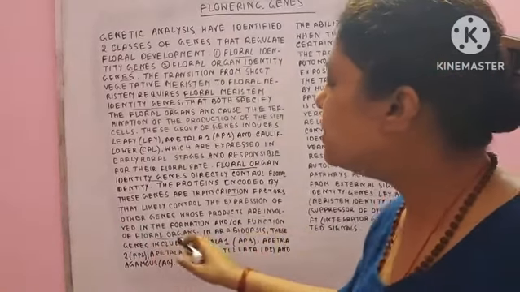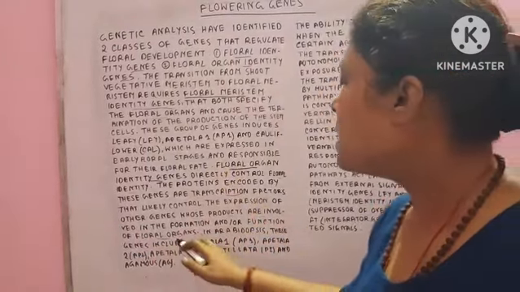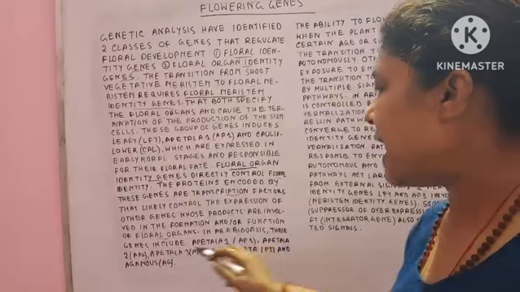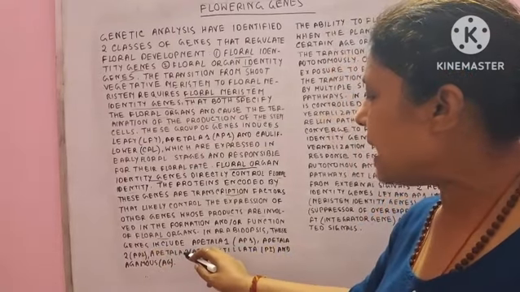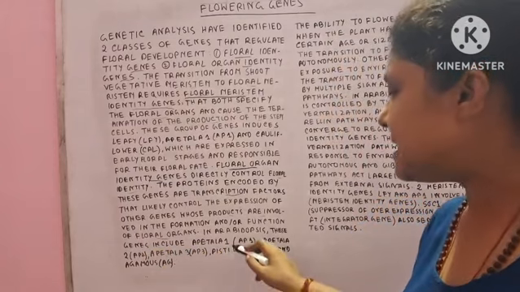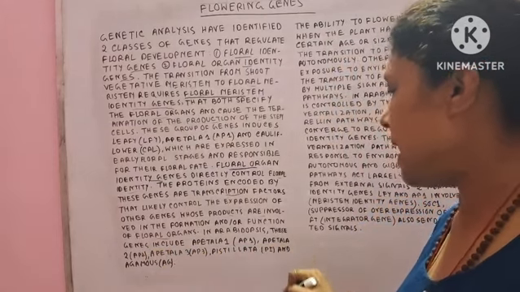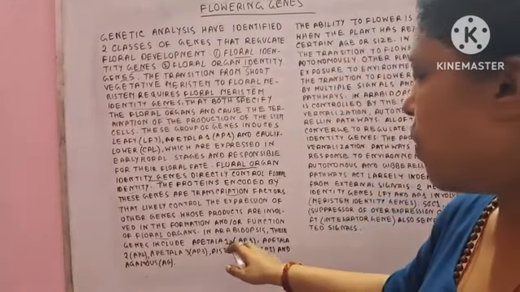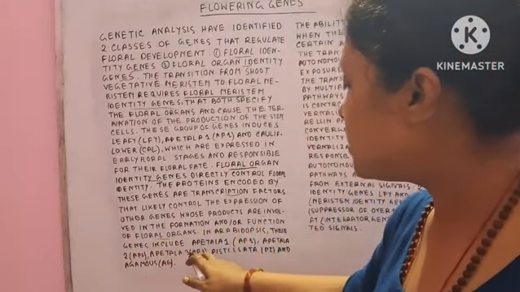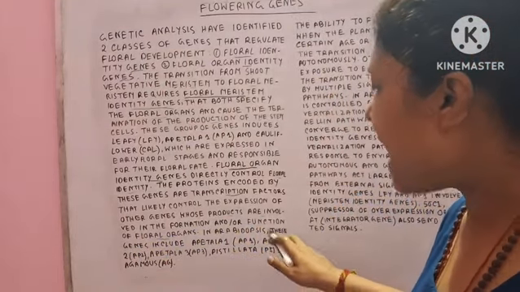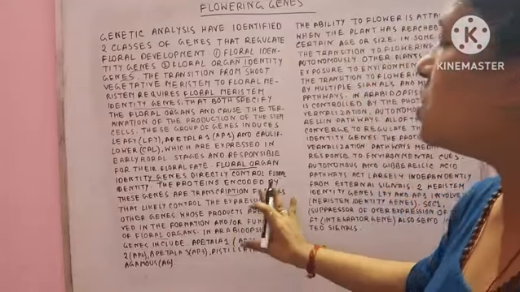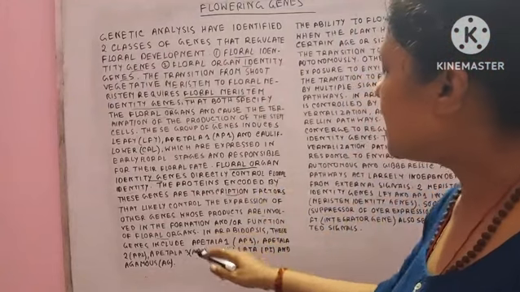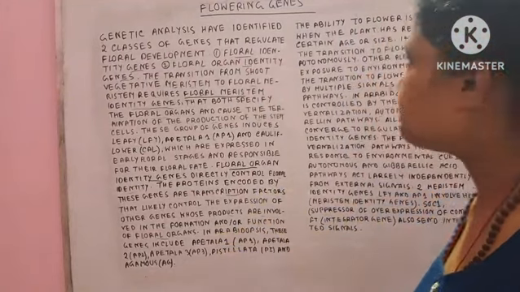The important genes which are involved in this flowering process are APETALA1, APETALA2, APETALA3 and PISTILLATA, and obviously AGAMOUS. So Apetala 1, Apetala 2, Apetala 3, Pistillata and Agamous. Clear? These genes are involved. This is experimentally shown that these genes are involved in the Arabidopsis plant.